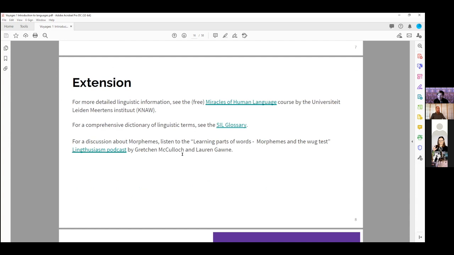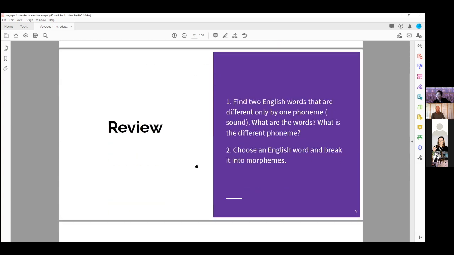So there are some references here to go into to see more detailed linguistic information. The more we understand about these particular structures, the better we're going to appreciate why language technologies take the form they do. So there's Miracles of Human Language and the SIL glossary, which you'll be looking up for the quiz this week. To get into morphemes in general, Lingthusiasm is a podcast, useful to follow up.